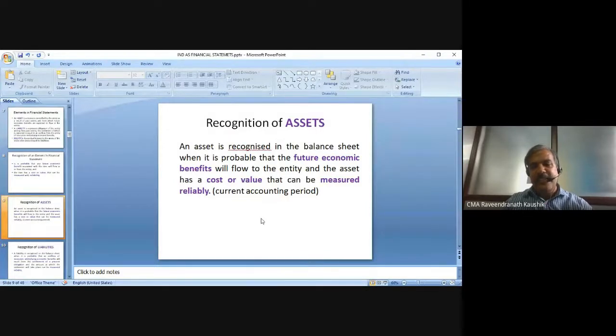An asset is recognized in the balance sheet when it is probable, and that word is very important, probable, that the future economic benefit will flow to the entity and the asset has a cost or value that can be measured reliably. So that's a very important thing you need to see. The probable future economic benefit should flow to the entity, and the asset has a cost or value that can be measured reliably. Only if you are able to satisfy these conditions can we recognize that particular asset in the books of account.